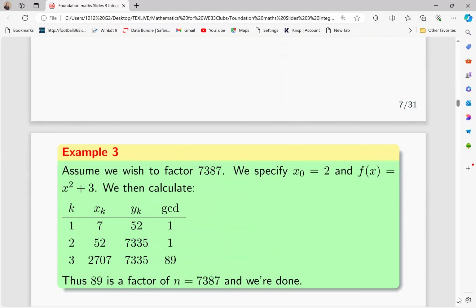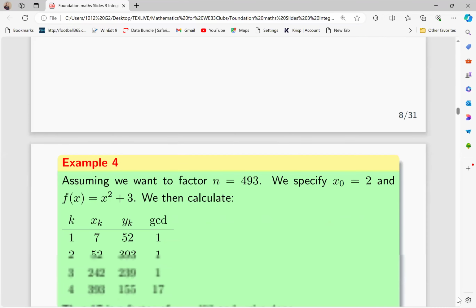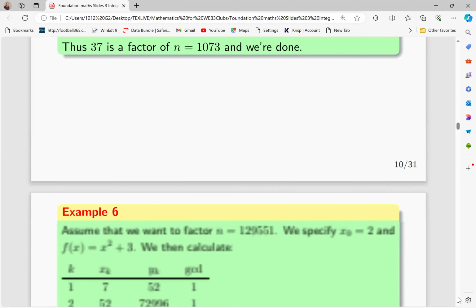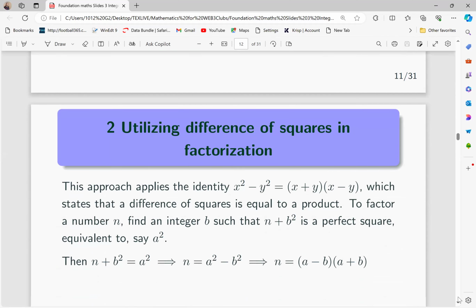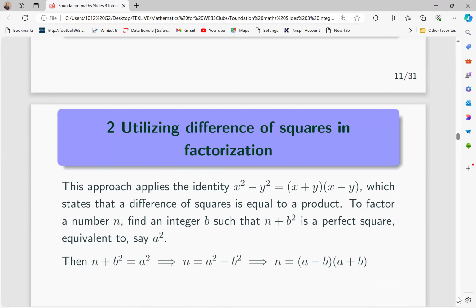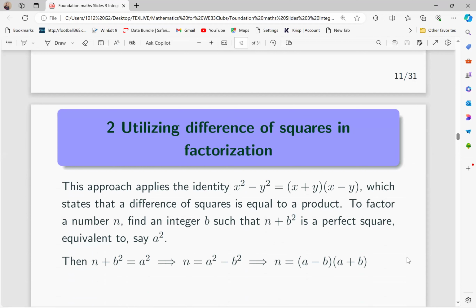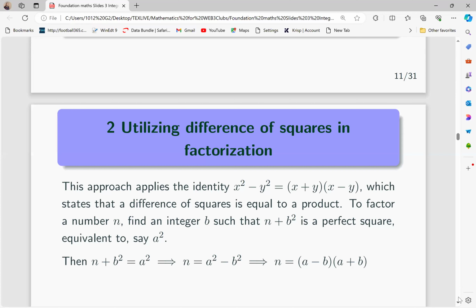I have called it utilizing difference of squares in factorization. So this is another way we can factorize a big integer given to us. And of course, as we always say, the RSA is secure if the prime numbers are large enough, although there are algorithms at present that try to factorize that large number.